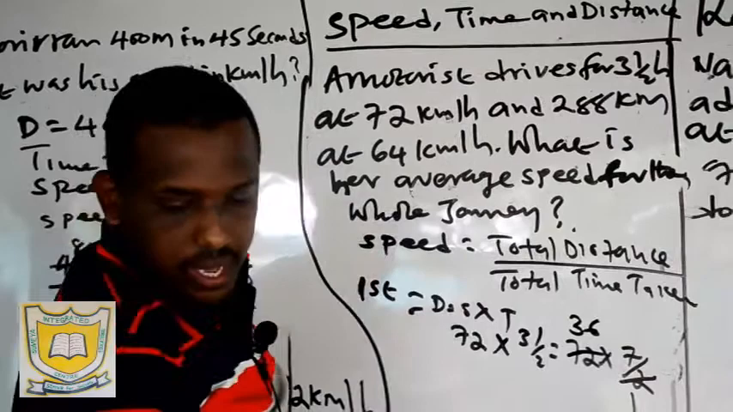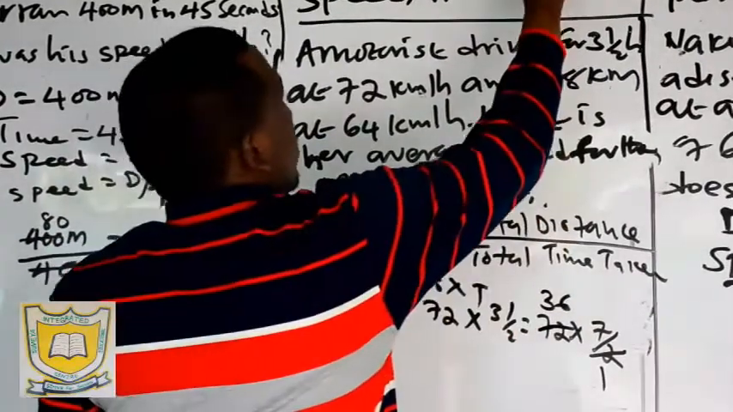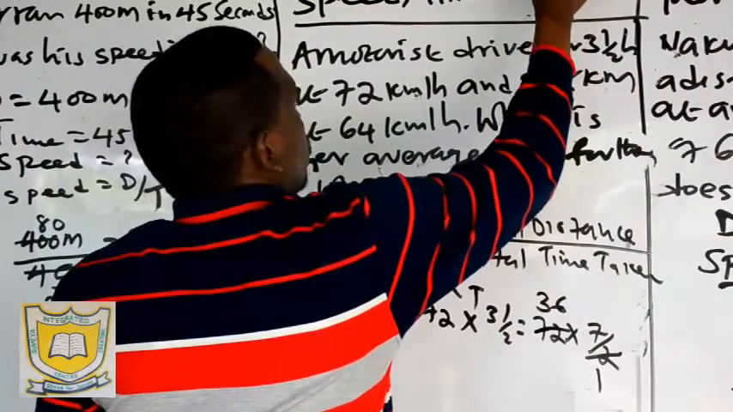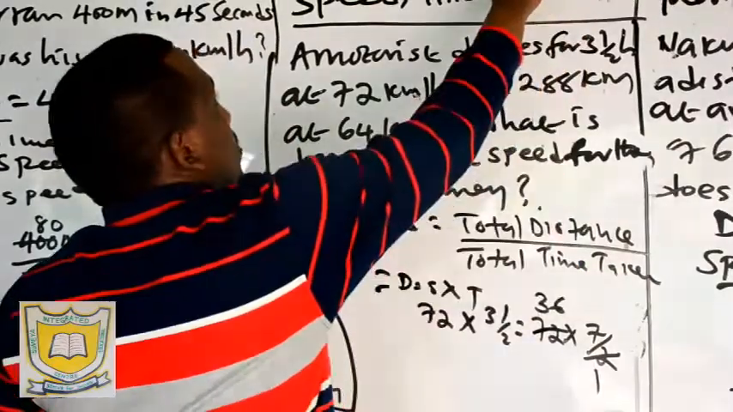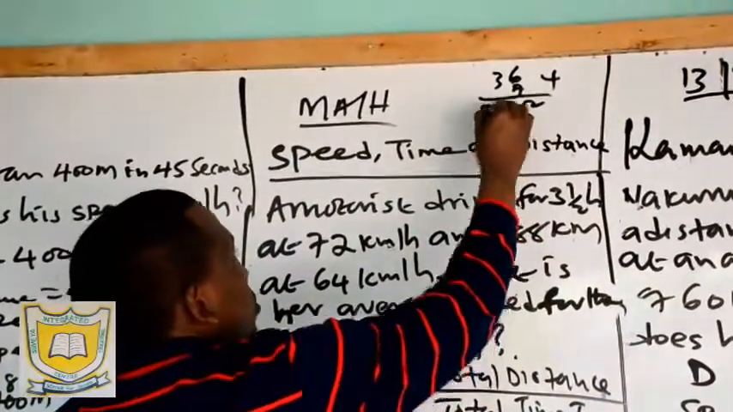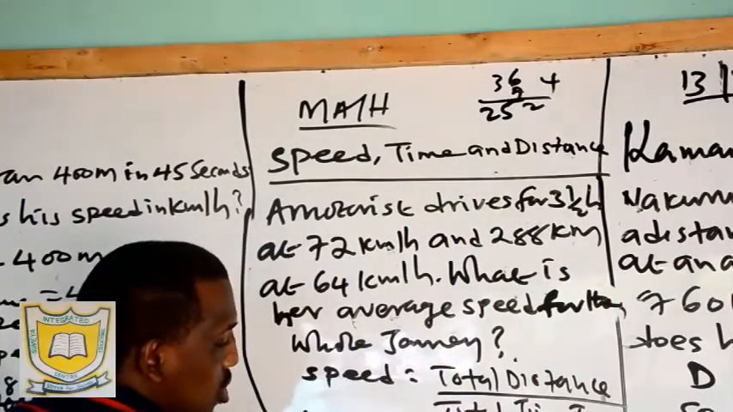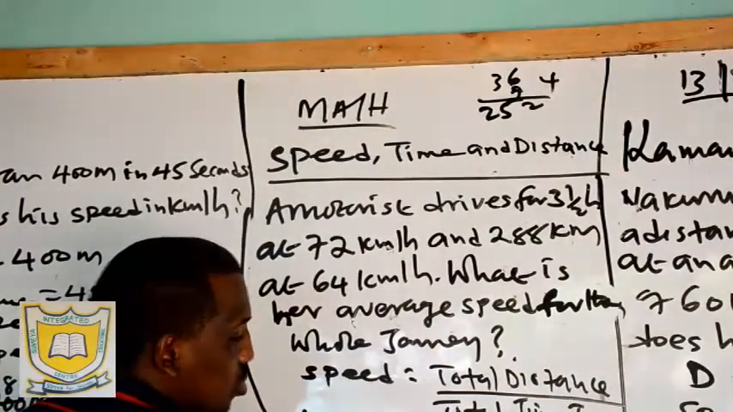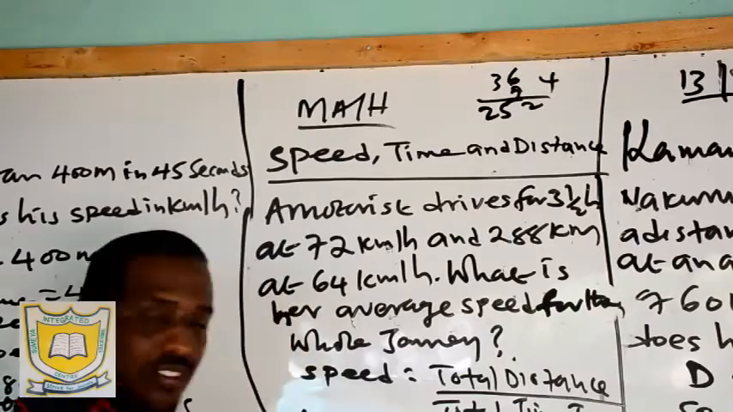36 times 72. 36 times 7: 7 times 2, 14, write 4 carry 1. 7 times 3, 21. 21 plus 4, 25. You get 252, which is equal to 252 kilometer. That is the distance of the first part.